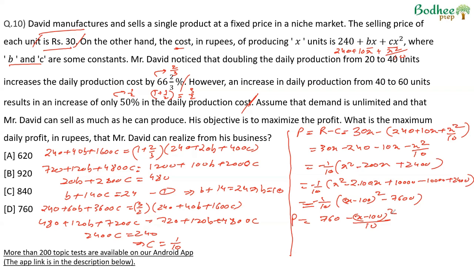To maximize the daily profit, you would want to make the negative term minimum. That will happen when x is equal to 100. At that point, this is 0, and the maximum daily profit will be 760. Option D becomes the answer.